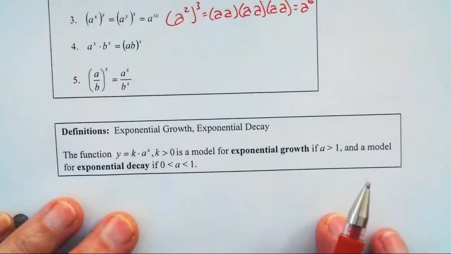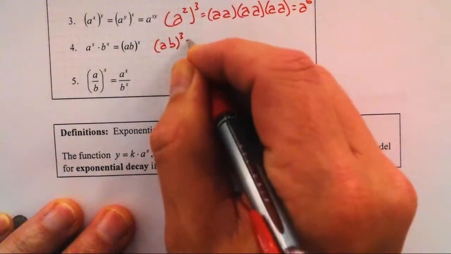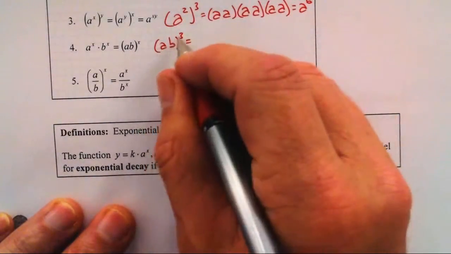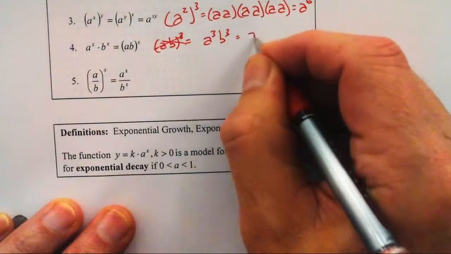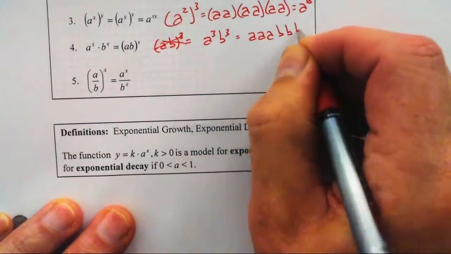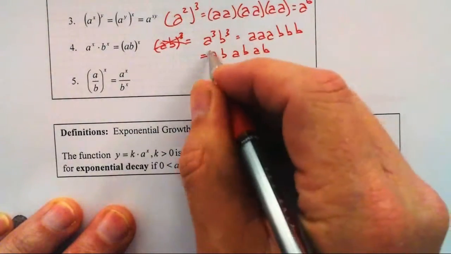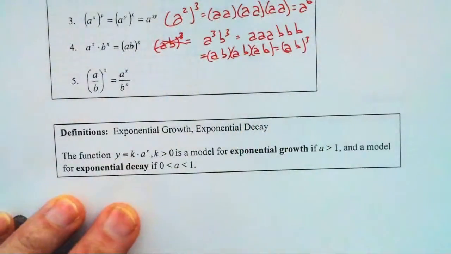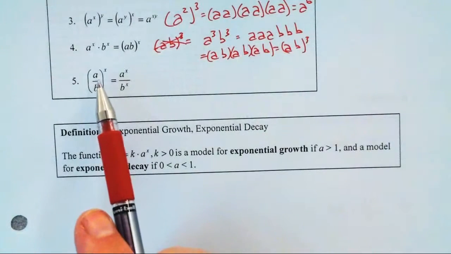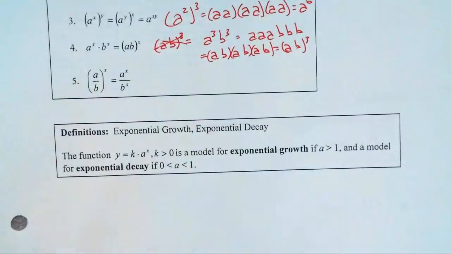Okay. Rule 4. Let's say I had a to the third, b to the third. I could rewrite that as a, a, a, b, b, b. I could rewrite that as a, b, a, b, a, b, because I can order my multiplication any way I want. And, of course, that's a, b, all of it to the third. Likewise, if I had a on b to the third, that's just a on b times a on b times a on b, or a to the third on b to the third. Simple. You guys know these.